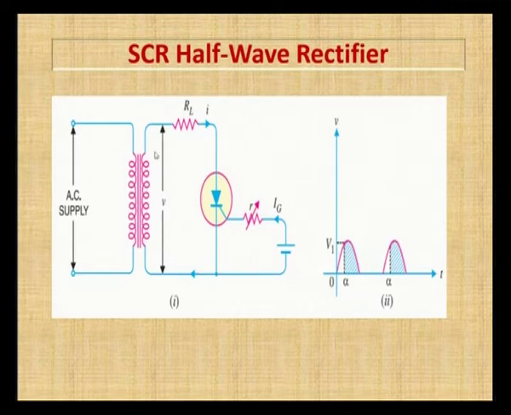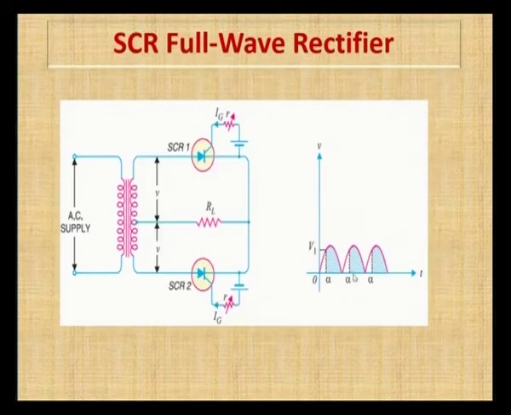This is how the SCR half wave rectifier works, and in the negative cycle it won't work because the peak reverse voltage is less than the reverse breakdown voltage of the SCR. That is why it works only in the positive cycle, and that too with the controlled gate voltage.